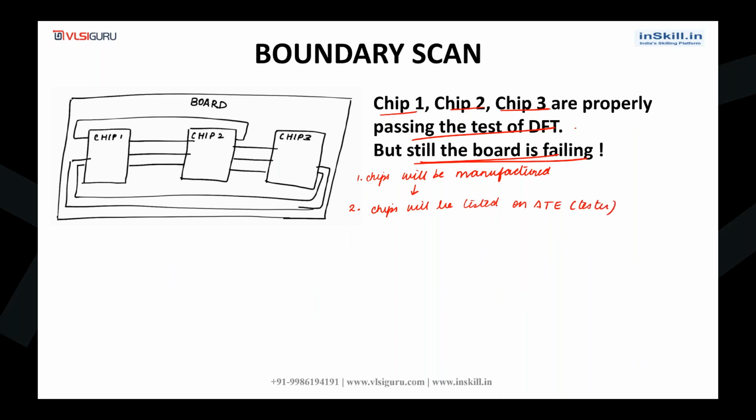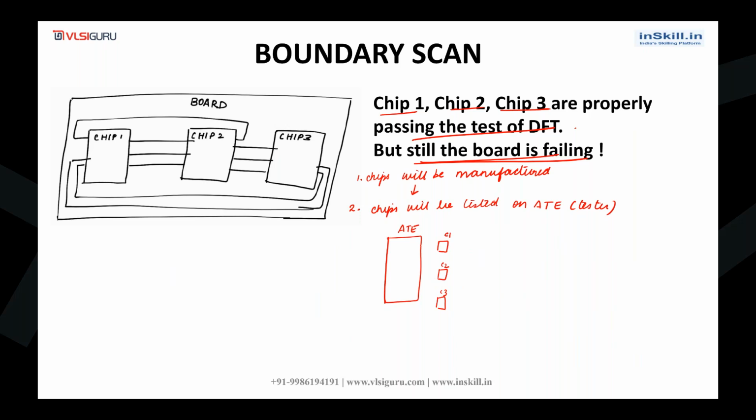ATE, or we call it the tester. The full form of ATE is automatic test equipment. So this is your ATE, and this is how the chips will be tested. In our example, we have these three chips: chip 1, chip 2, and chip 3.